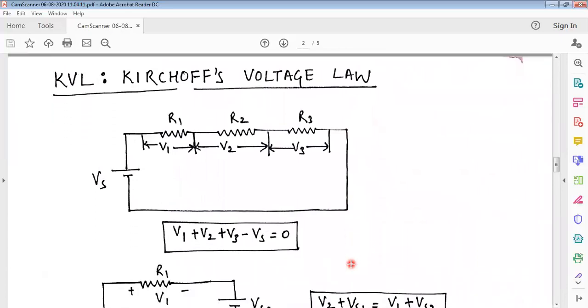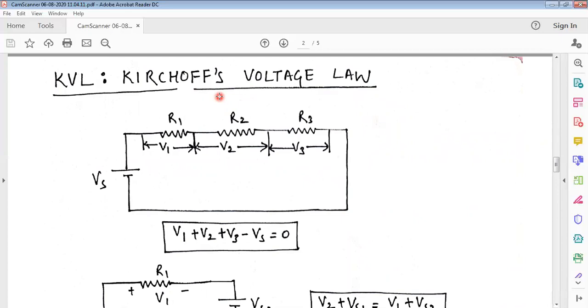Kirchhoff's second law is Kirchhoff's voltage law. So what is that voltage law? It states that in any closed loop network, the total voltage around the loop is equal to the sum of all the voltage drops within the same loop, and which should also be equal to 0. Clear? And Kirchhoff's voltage law is based on the law of conservation of energy, because voltage is related to energy.